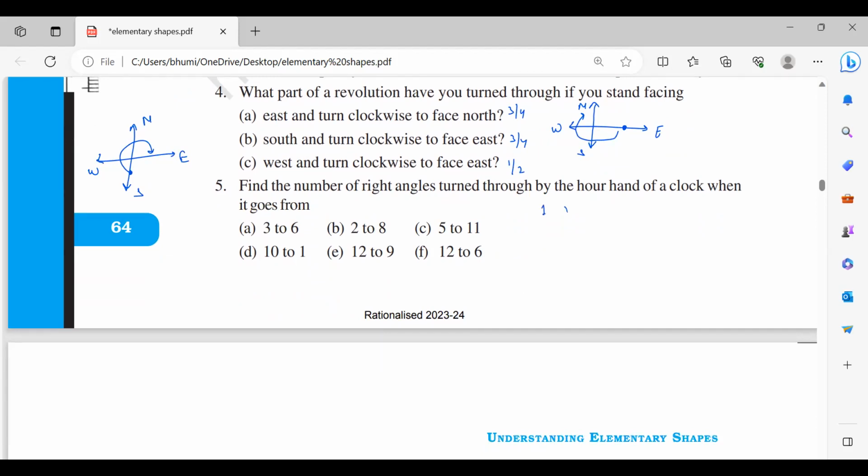Find the number of right angles turned through by the hour hand of a clock when it goes from these. In one right angle, 3 hours are covered. Okay. Multiples of 3. So 3 to 6, we are covering 3 hours. So that means one right angle. 2 to 8, we are covering 6 hours. So two right angles. 5 to 11, we are covering 6 hours. So 2 right angles. 10 to 1, we are covering 3 hours. So one right angle. 12 to 9, we are covering 9 hours. So that means 3 right angles. 12 to 6, 2 right angles.